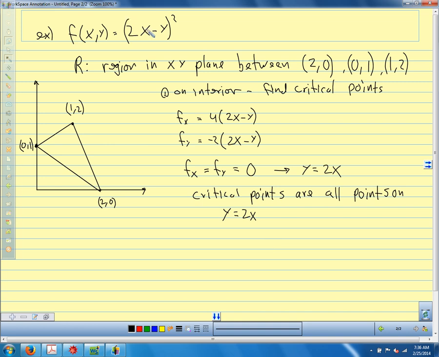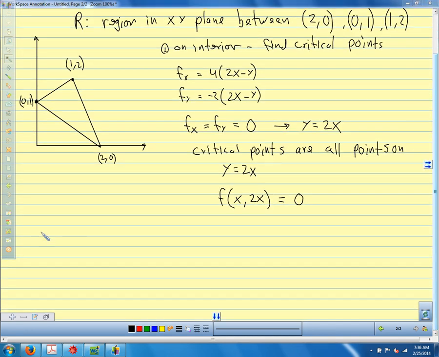So I'm going to substitute y equals 2x into my function. So if I substitute that into the function, so f of x comma 2x, what do I get there? For my function value, I get 0. F of x, 2x equals 0. So along that line, the function value is 0. So that gives us one possible absolute maximum or minimum. Could be along that line. Now we're going to do our second step. We're going to start finding the extreme values on the boundary.